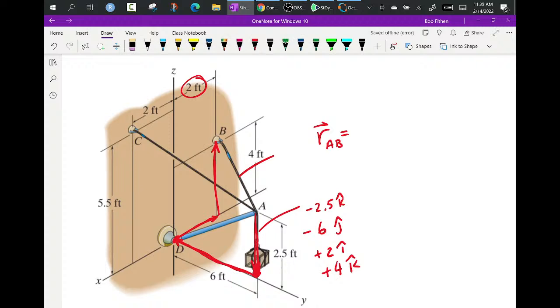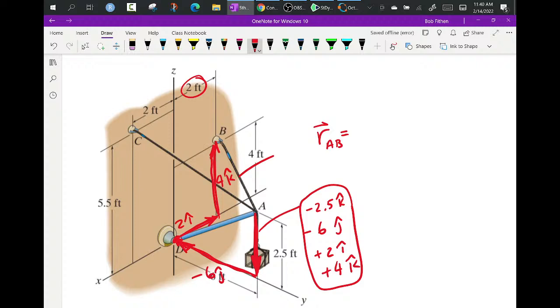This is a little bit different way than I have done in the past, but maybe it's a little bit more instructive this way. You could just make your way from here to here through a bunch of orthogonal vectors. So this one is minus 6J, this one is 2I, and this one is 4K. So if you add all these up, you'll get this.